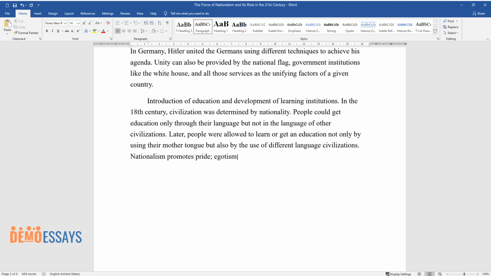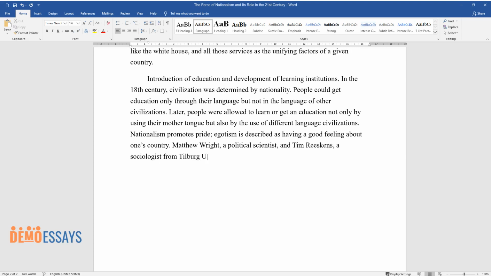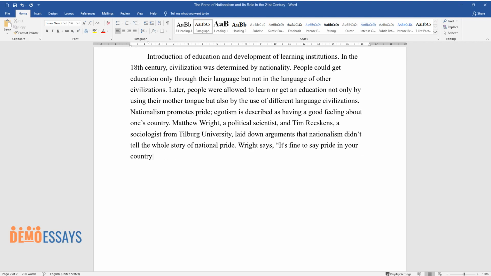Nationalism promotes pride. Egotism is described as having a good feeling about one's country. Matthew Wright, a political scientist, and Tim Reiskens, a sociologist from Tilburg University, laid down arguments that nationalism didn't tell the whole story of national pride. Wright says, "It's fine to say pride in your country makes you happy. But what kind of pride are we talking about?"